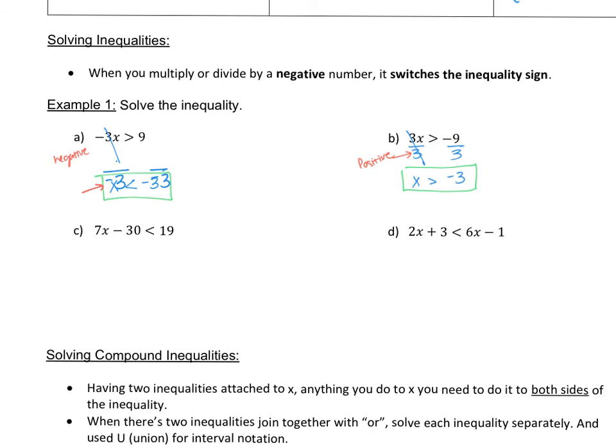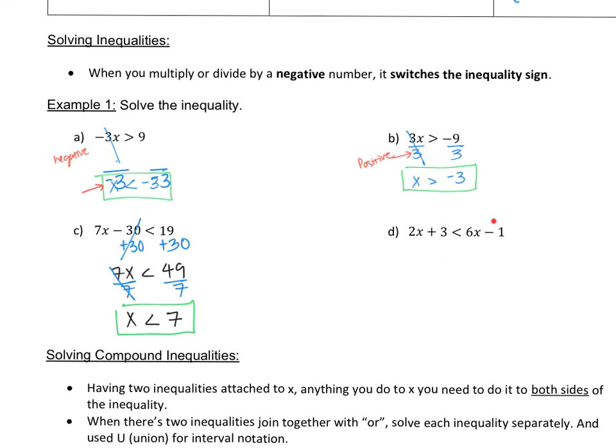So for C here, I'm going to add over 30 to both sides. So that cancels. So 7x drops down. So 19 plus 30 gives me 49. And then I just need to divide by 7 to get rid of the 7. Notice I'm dividing by a positive 7, so I don't need to switch the signs. So x drops down. And 49 divided by 7 is 7. And so this here is my final answer, because x is now by itself. So x is less than 7.